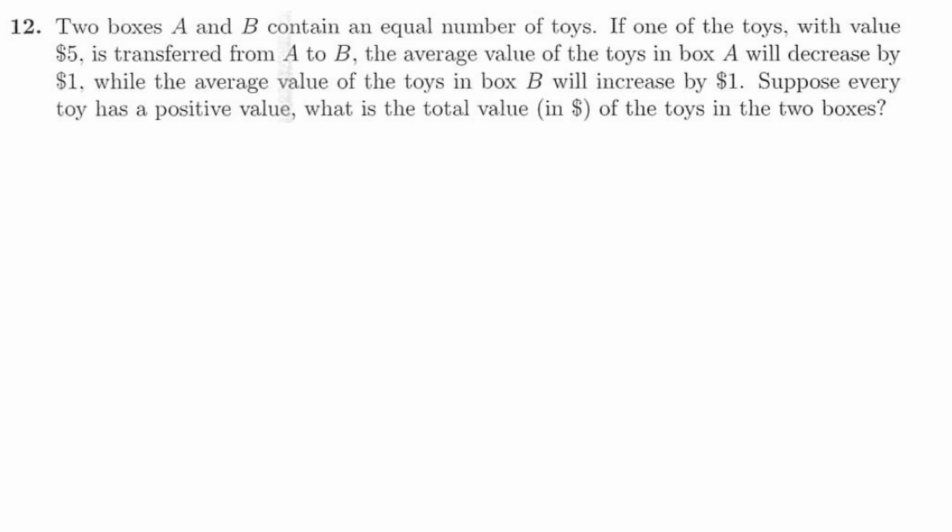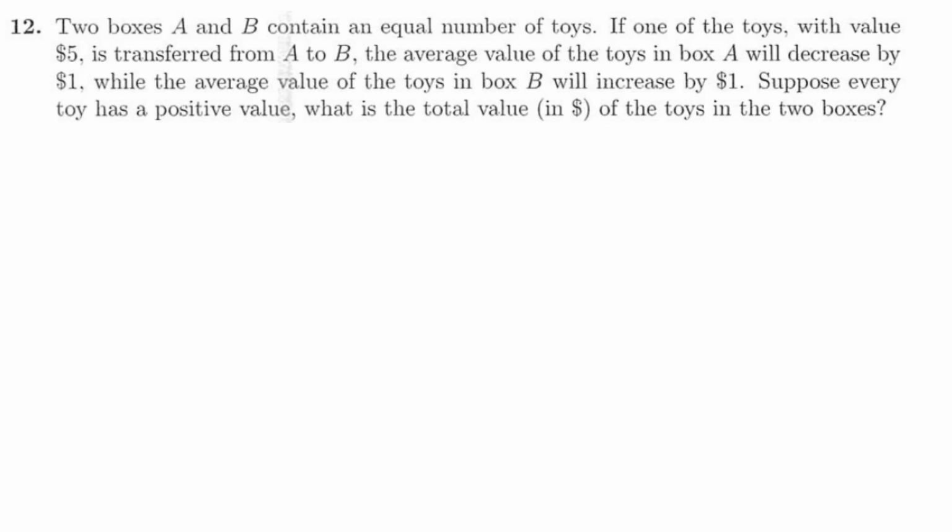Two boxes A and B contain an equal number of toys. If one of the toys with a value of $5 is transferred from A to B, the average value of the toys in box A will decrease by $1, while the average value of the toys in box B will increase by $1. Suppose every toy has a positive value. What is the total value of the toys in the two boxes?